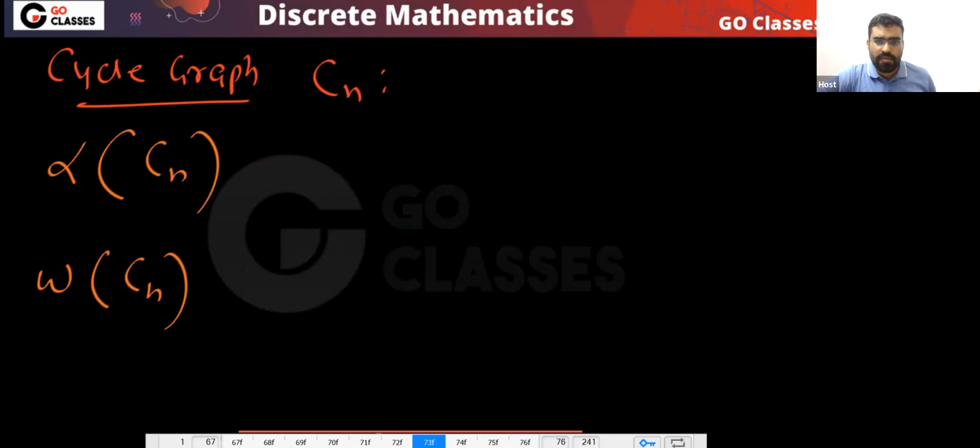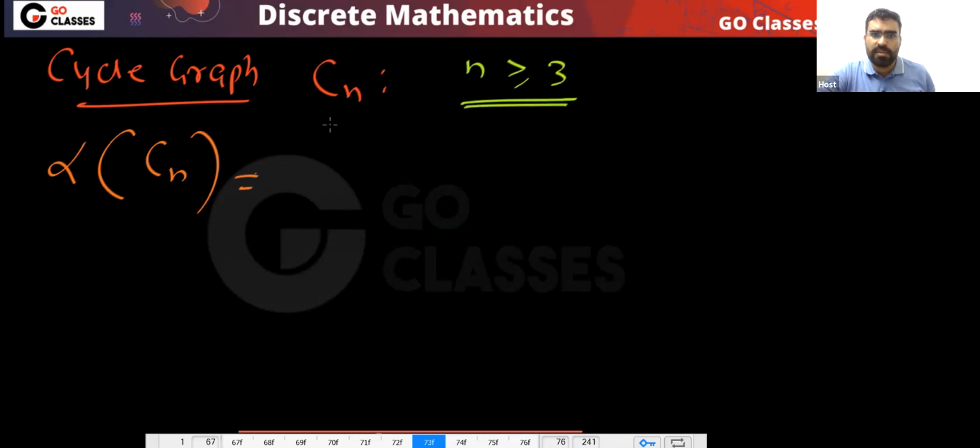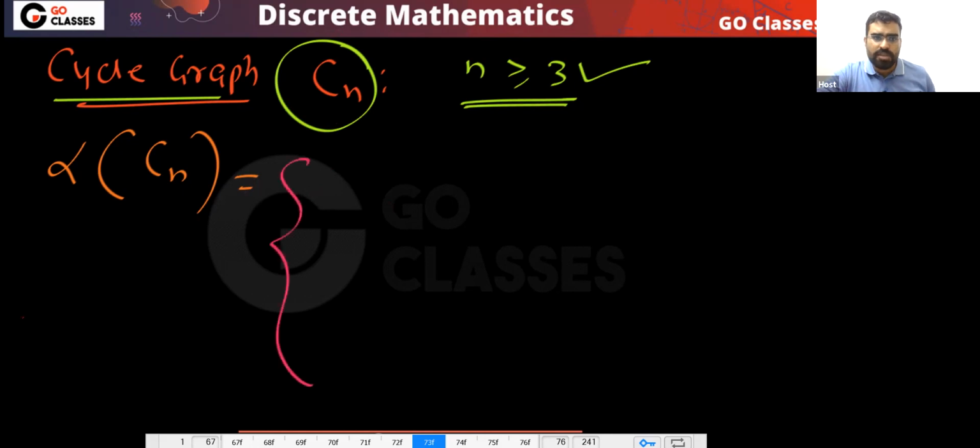Tell me. First, let's see alpha of Cn, which means the independence number. For a cycle graph, n is greater than or equal to 3, because I told you that a cycle graph starts from 3 vertices. So what is the alpha of Cn? Just check it. For alpha of Cn, see, if n is odd and if n is even.